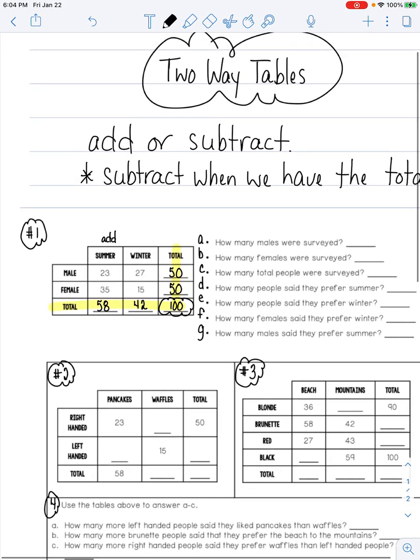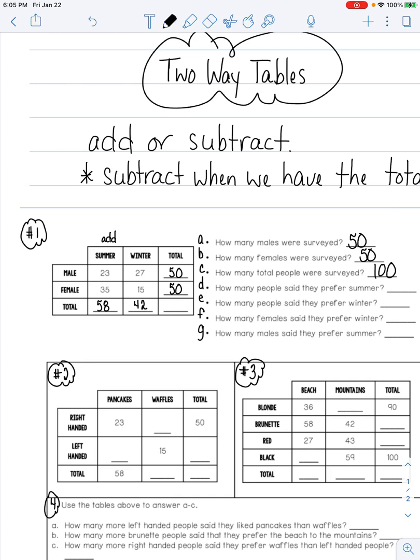Now let's look at how we can use this two-way table to answer questions. A says, how many males were surveyed? So if I want the males surveyed, I want the total number of males, which is 50. B, how many females were surveyed? So I look at my females, my total is 50. C says, how many total people were surveyed? Well, that's what we talked about in this box right here. All the males, all the females added together is 100.